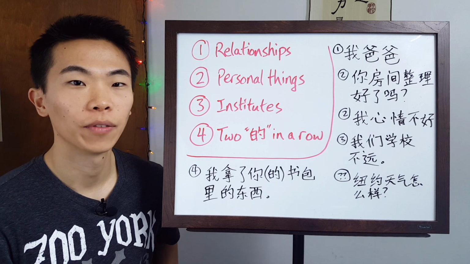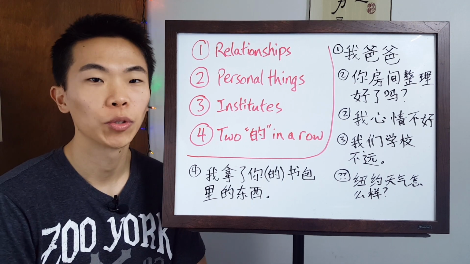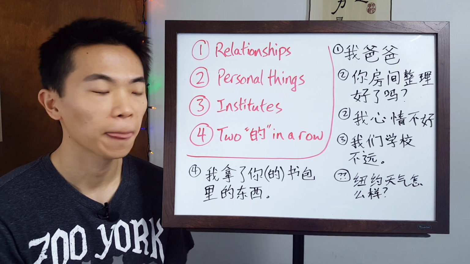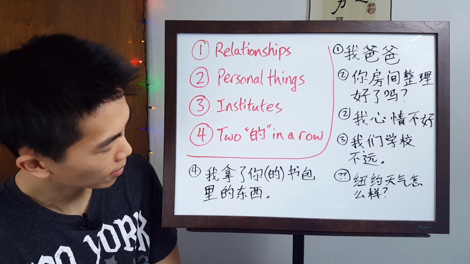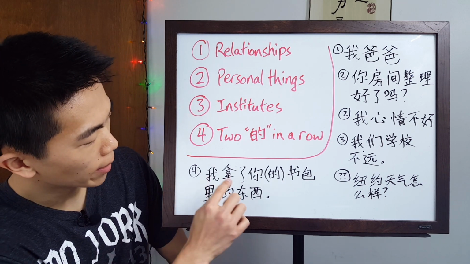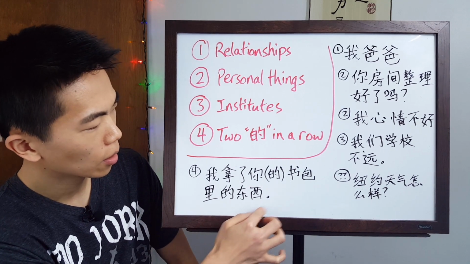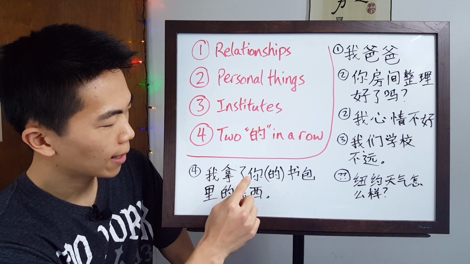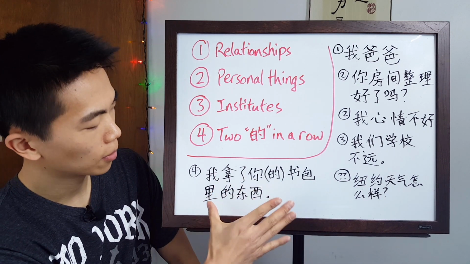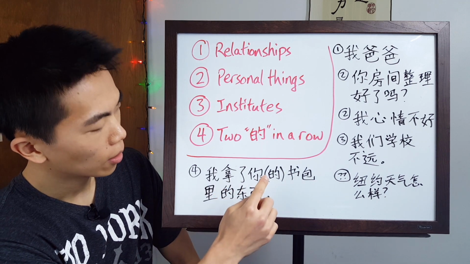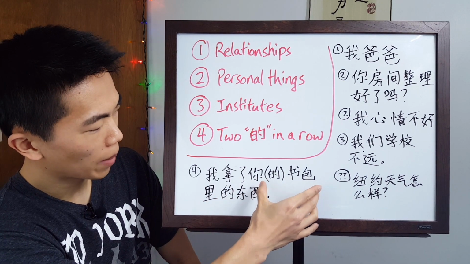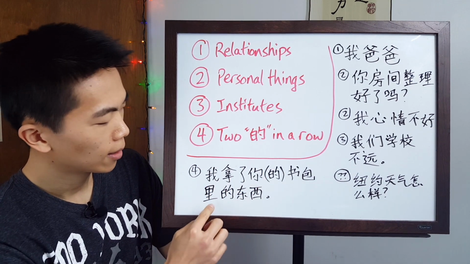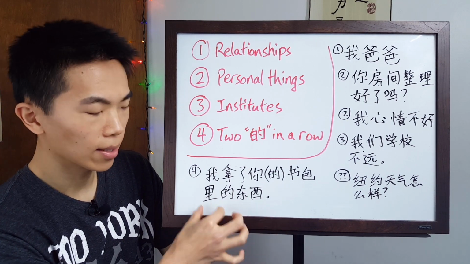And finally, the last definitive situation I can think of is when you have 2 des in a row. So this one is related to when it's convenient or it's just easier to say. And the example I have is 我拿了你书包里的东西. We're dropping this de. So altogether, with both of the des, you would have 我拿了你的书包里的东西. This sentence means I took the things that are in your bag. So 我拿了你的 your 书包 bag 里的东西, the things that are inside the bag.